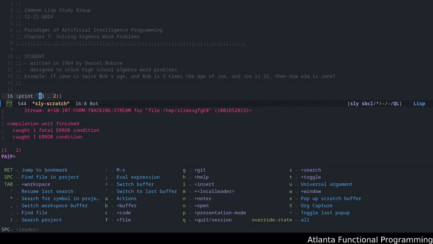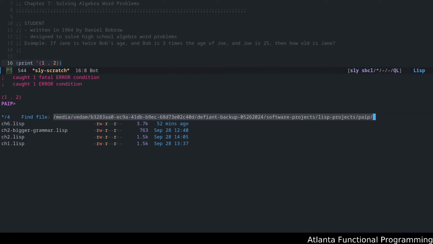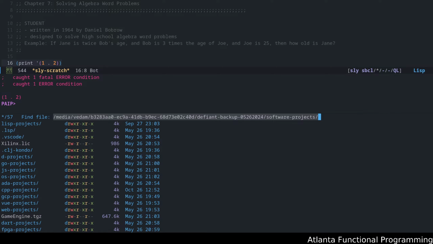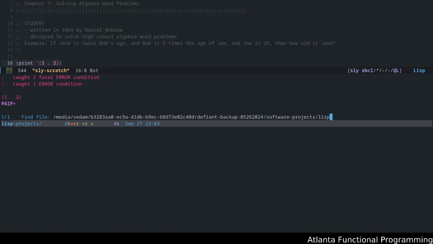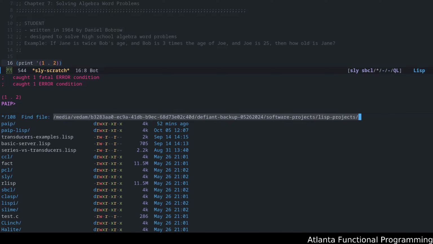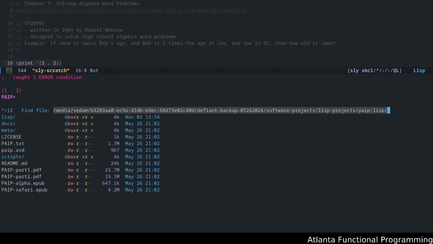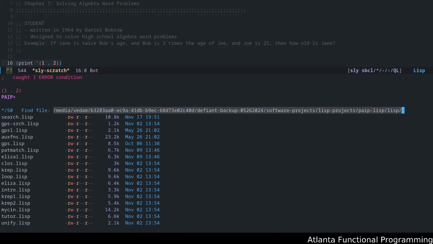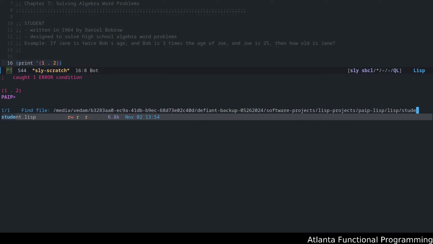A couple of things to be aware of in this implementation. One second, where is that? Lisp projects, PAIP Lisp. This one, Lisp, good student. There we go.